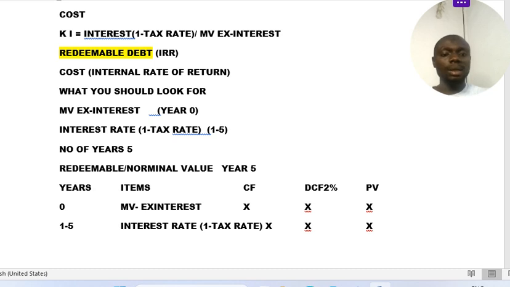What next is the nominal value at year 5. We still do the same thing, just like the way we did for X. So the DCF will be at year 5, then the present value. So this we have brackets, and bracket.